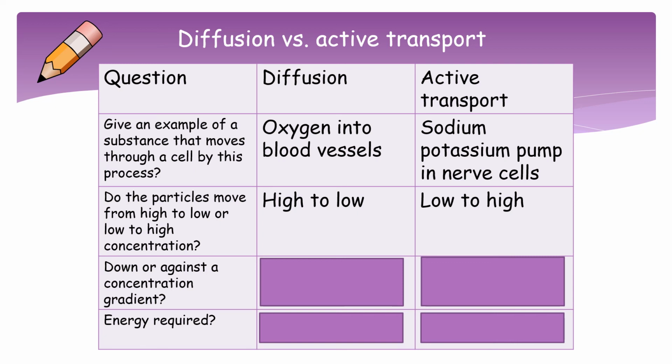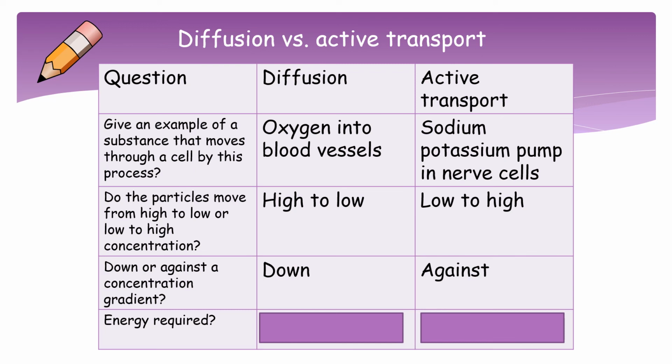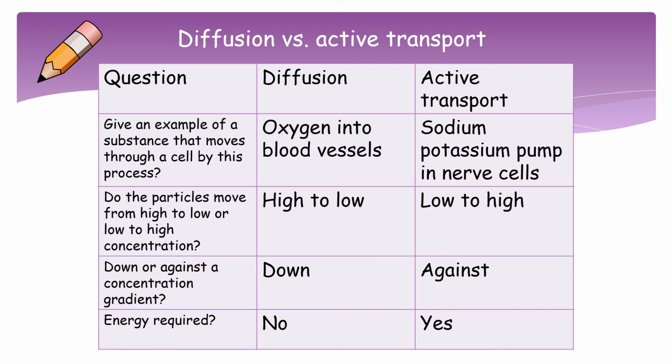Now for down or against a concentration gradient, diffusion begins with D, so it's always going to be down, and active transport is going to be against. And is energy required? If you're going downhill, you don't need energy, so no. And if you're going uphill, you need a lot of energy, so yes.